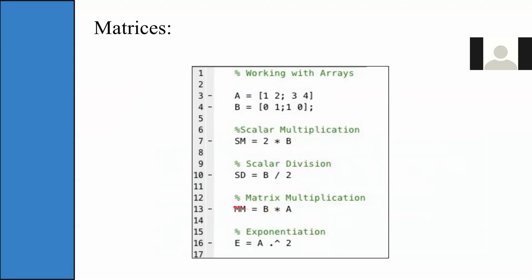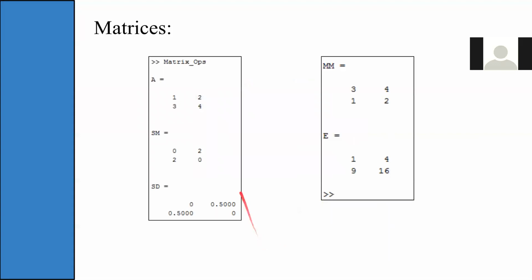We're going to multiply the two matrices together because their inner and outer columns agree. They're square matrices, 2 by 2. And then here's the dot operator with exponentiation. In this case, we have to use it because we want to raise every element within A to the power of 2. And to do that, we need to use this dot operator. And so our outputs would be as such.